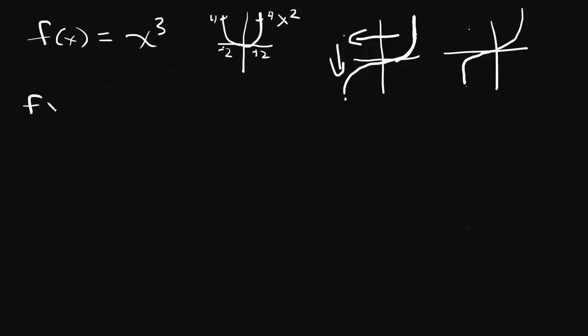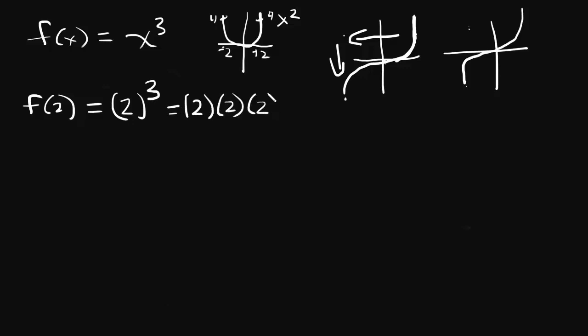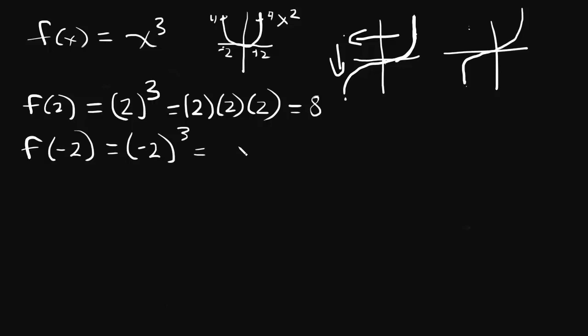Let's say we put in f at 2. Well, that's going to be equal to 2 cubed, which is 2 times 2 times 2. 2 times 2 is 4, times 2 is 8, so that's going to be equal to 8. But if we put in f at -2, that would be equal to -2 cubed, which is -2 times -2 times -2, which is equal to, well, 2 times 2 is 4, times 2 is 8.